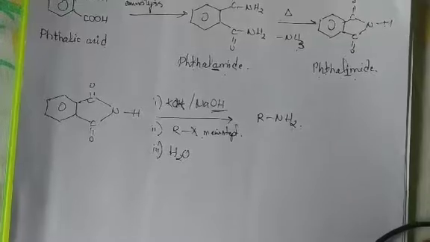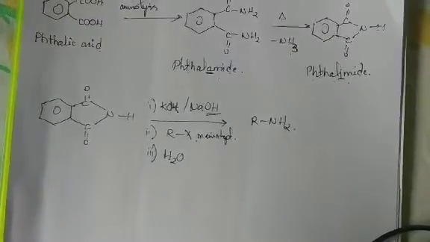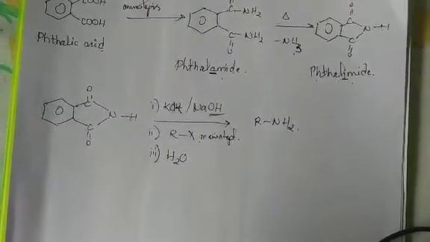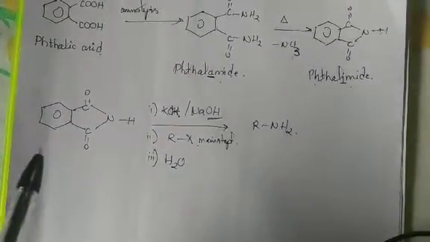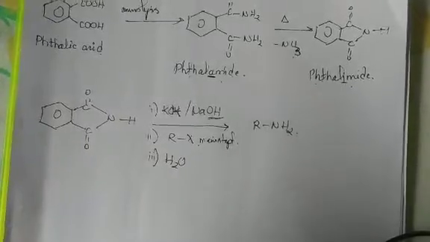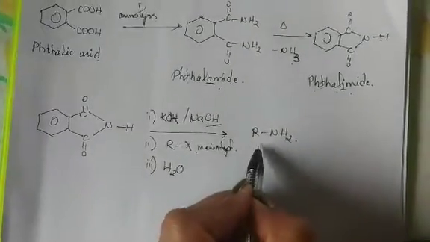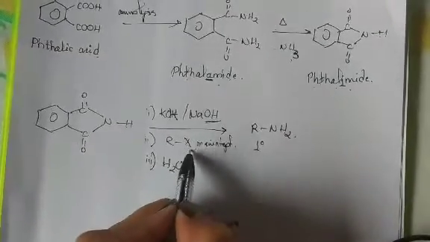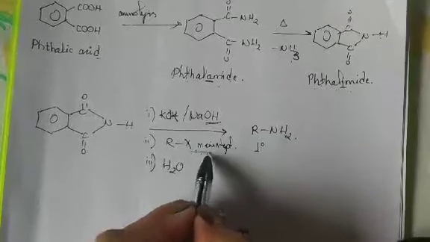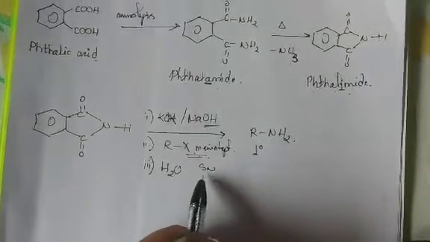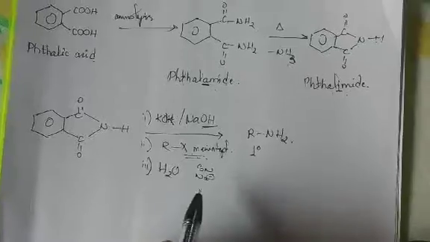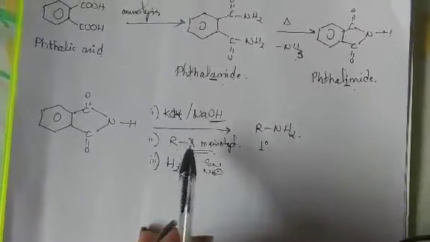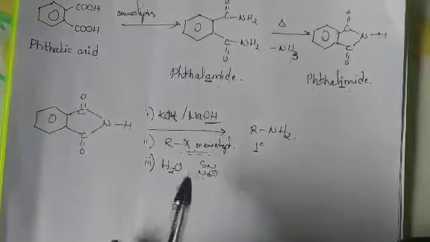Firstly, before going into the mechanism of this synthesis, please remember that the Gabriel phthalimide synthesis can only be used for the preparation of primary alkyl amines. Only primary alkyl amines are produced. In the second step, an SN nucleophilic reaction takes place. Therefore, the second step is the main step in this synthesis.